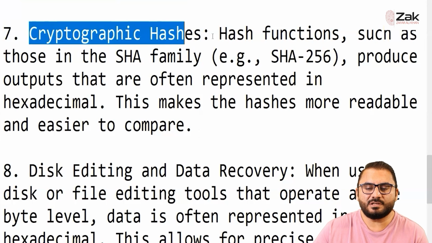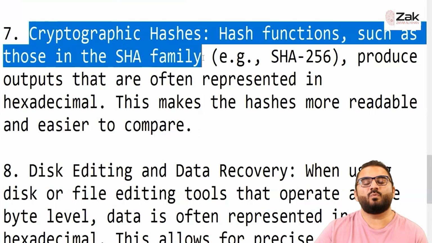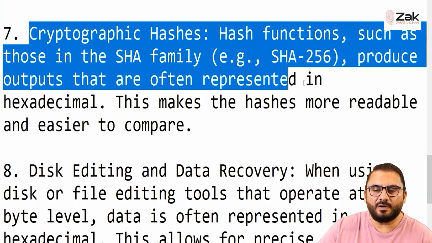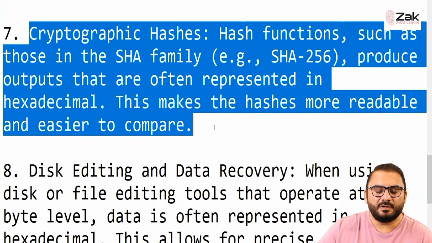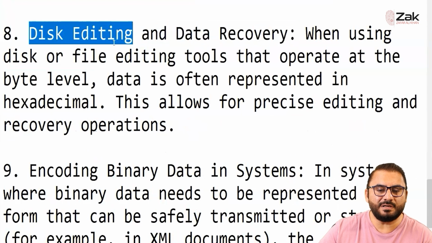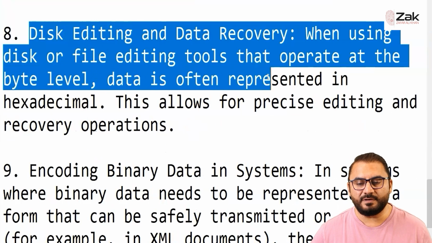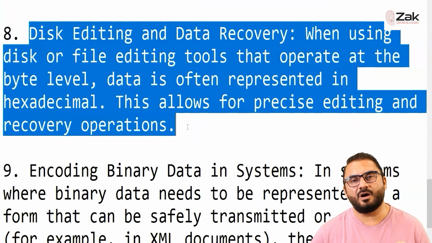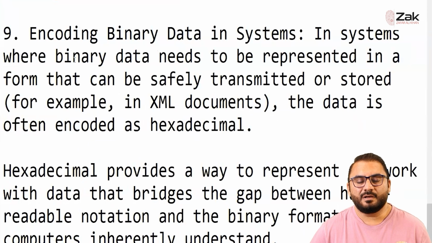Cryptographic hash functions such as those in the SHA family, one well-known cryptographic algorithm, produce outputs that are often represented in hexadecimal. This makes the hashes more readable and easier to compare. Disk editing and data recovery. When using disk or file editing tools that operate at the byte level over the disk, data is often represented in hexadecimal. This allows for precise editing and recovery operations in the event when you require your data to be recovered because of any contingency.